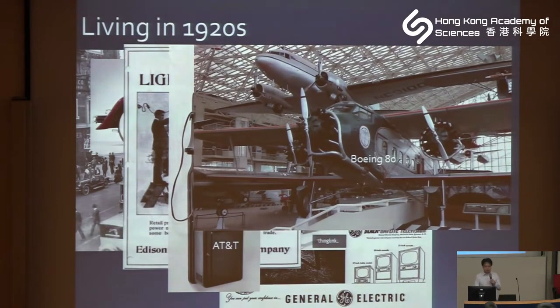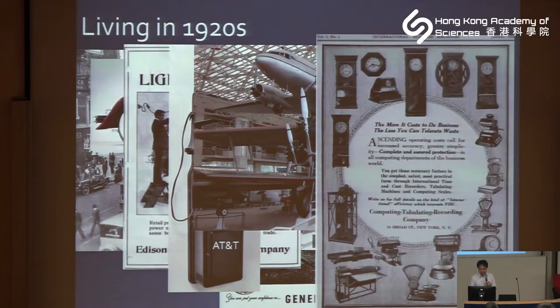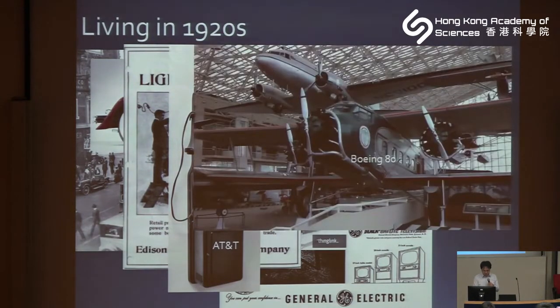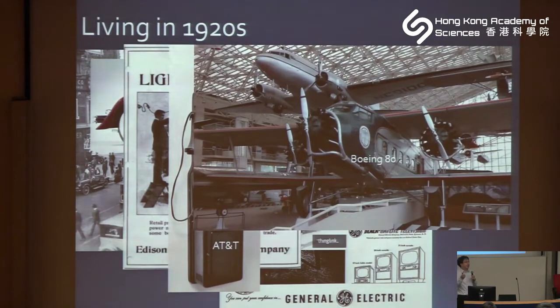Boeing started making airplanes from 1910, and you have IBM. This is a poster advertisement of International Business Machines. That's IBM. These big companies, for example the company making telephones, AT&T, were all technological giants of their time. And they still are until today. That really tells you how important technologies are. If you have technology, you can really do a lot of things.